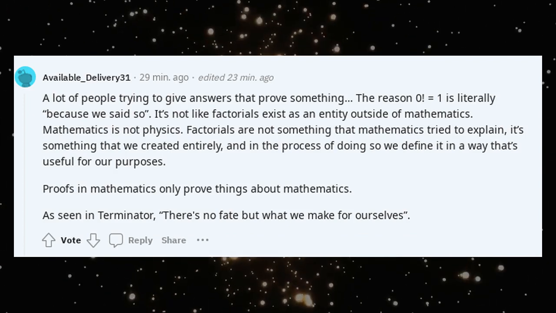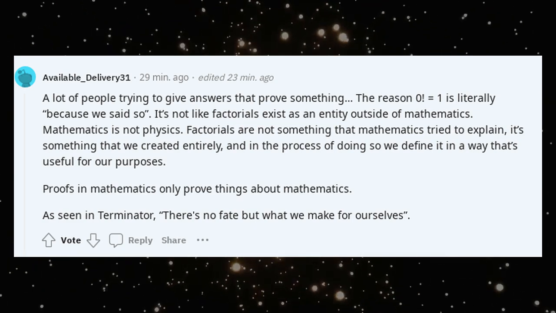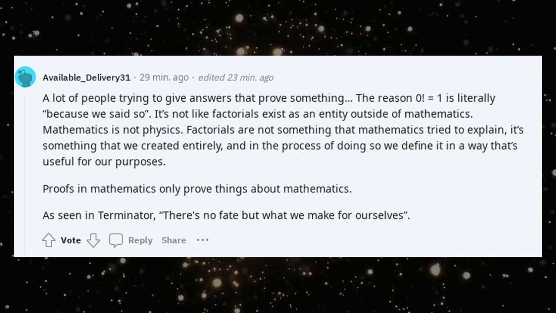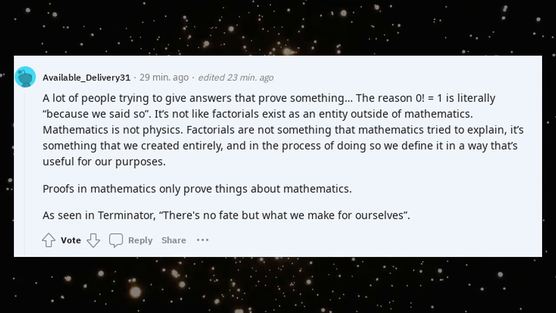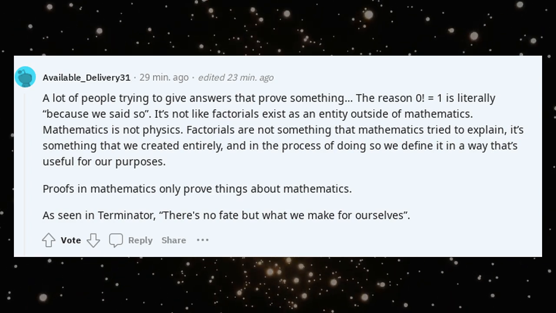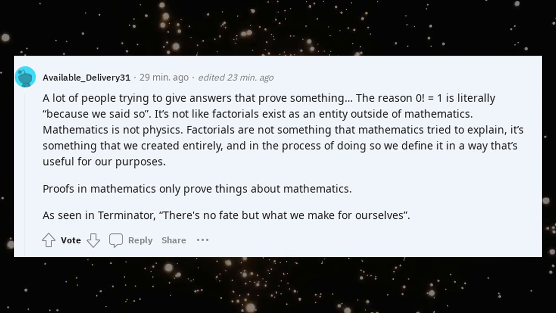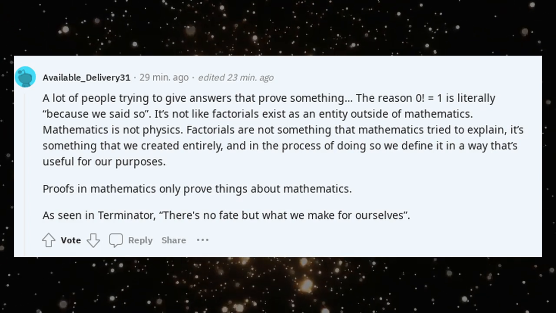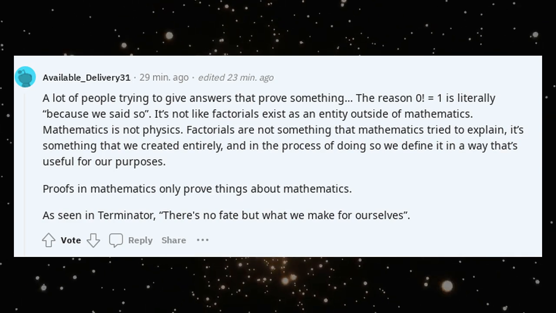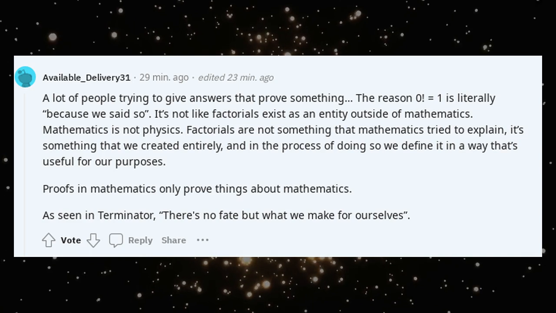It's not like factorials exist as an entity outside of mathematics. Mathematics is not physics. Factorials are not something that mathematics tried to explain. It's something that we created entirely, and in the process of doing so, we define it in a way that's useful for our purposes. Proofs in mathematics only prove things about mathematics. As seen in Terminator, there's no fate but what we make for ourselves.